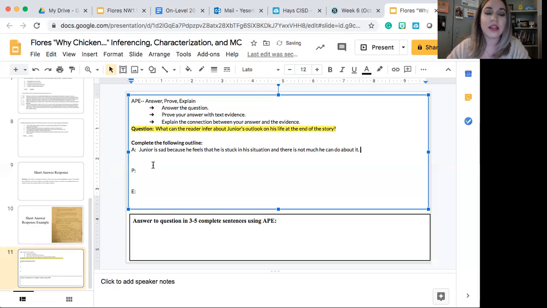Now, that's my answer. Now I need to find proof. What in the story makes me feel like this is the case? This is how Junior feels about his life. So I would go to the story and I would find text evidence that makes me think, yep, Junior feels like he's stuck in this situation, like there's nothing he can do, like this is his life and this is what he has to deal with. So after looking through the story, I would say that the best line would be in page, let me see here.